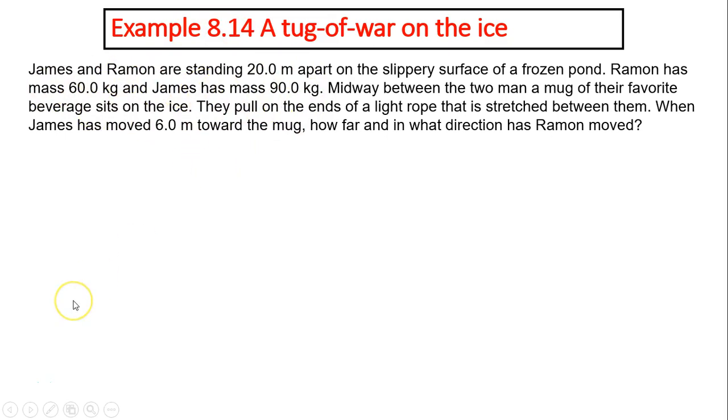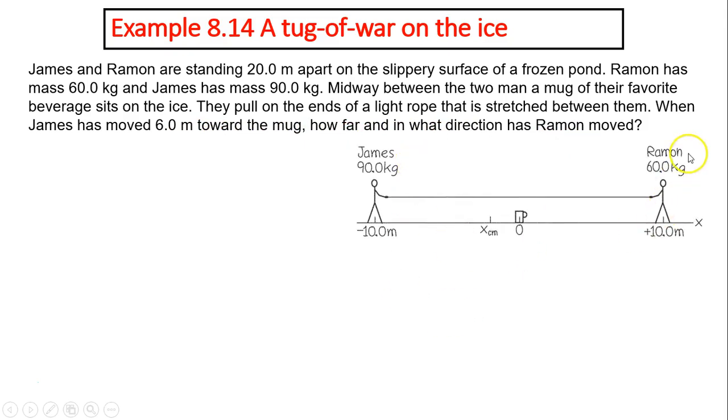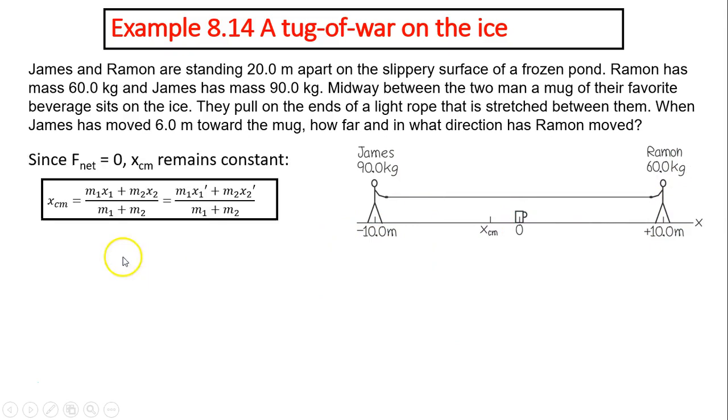James and Raymond are standing 20 meters apart on the slippery surface of a frozen pond. Raymond has a mass of 60 kilograms and James has a mass of 90 kilograms. Midway between the two men, a mug of their favorite beverage sits on the ice. They pull on the ends of a light rope stretched between them. When James has moved 6 meters toward the mug, how far and in what direction has Raymond moved? So here is the situation of James and Raymond. Here is the mug right in the middle.